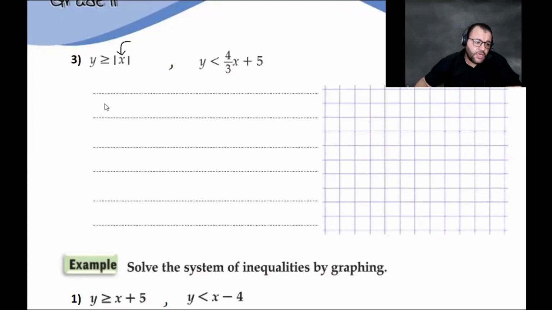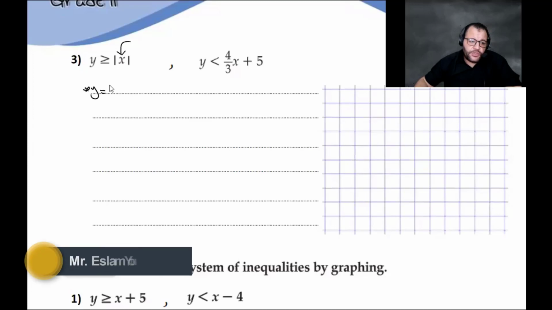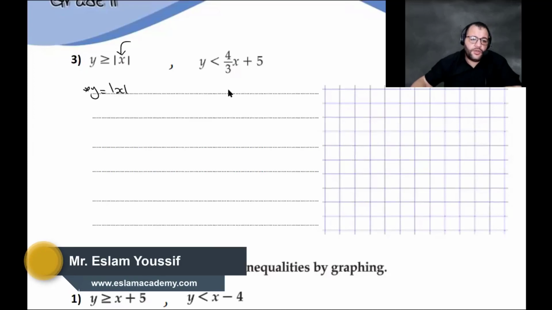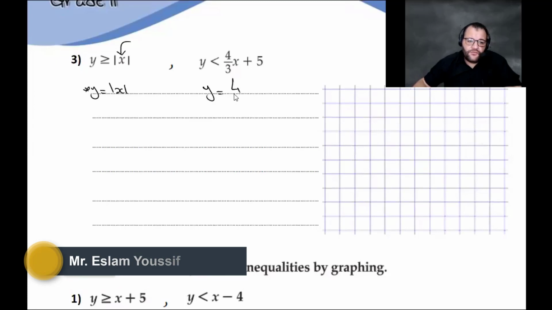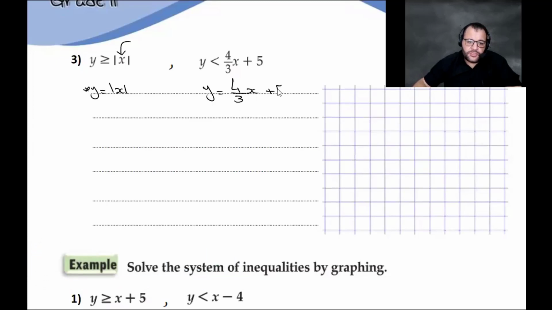At first we convert to an equation, so y equals the absolute value function, and that's the parent form. The second equation is y equals 4 over 3x plus 5, so the slope equals 4 over 3 and the y-intercept equals 5. For the absolute value, it's graphed as a V shape passing through the origin, but we can use ordered pairs to graph it. For x equals -1, 0, and 1: -1 inside the absolute value gives 1, 0 gives 0, and 1 gives 1.